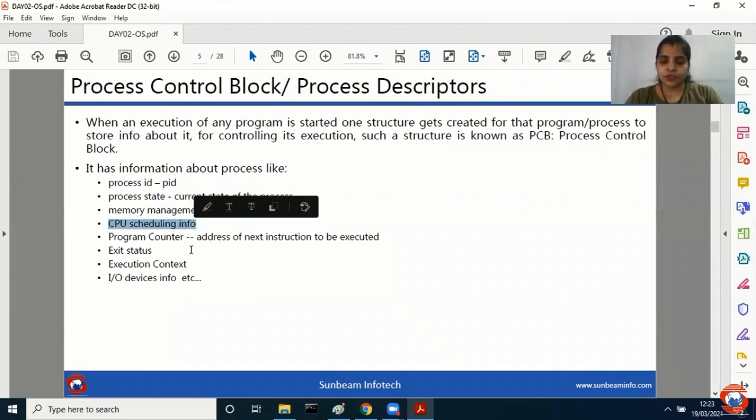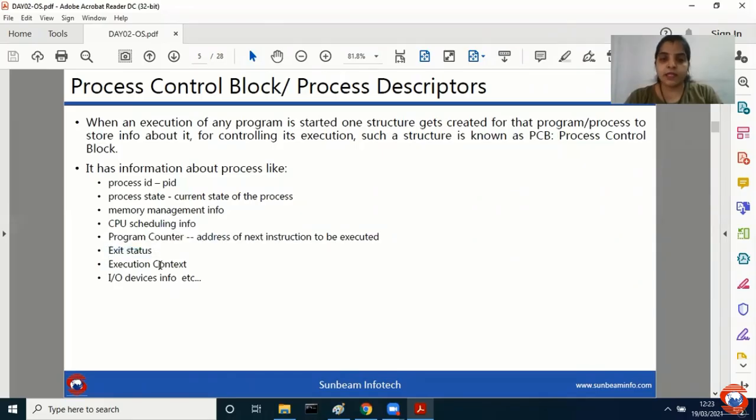CPU scheduling information, we will see different CPU scheduling algorithms, and which process is using which algorithm. The program counter, it means it will keep track of which instruction is to be executed next. That is called as program counter.